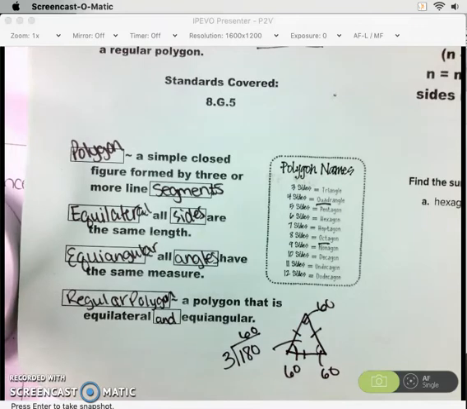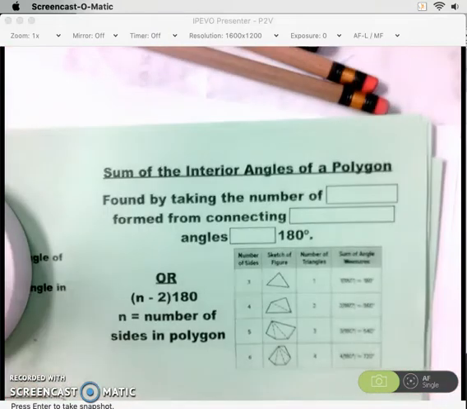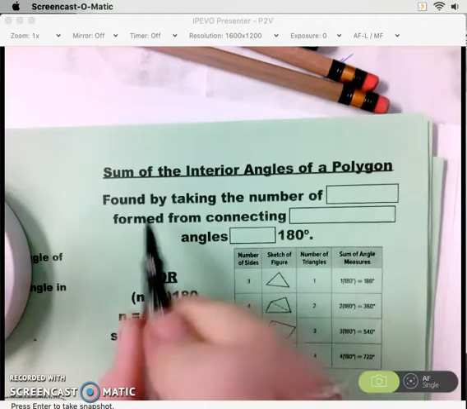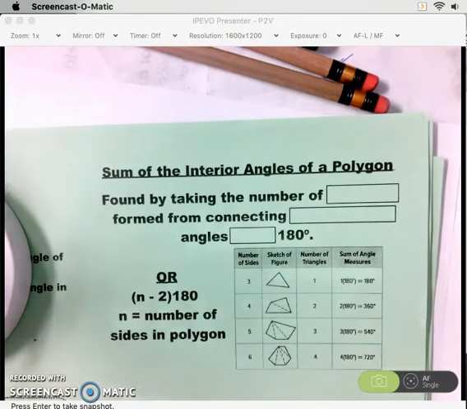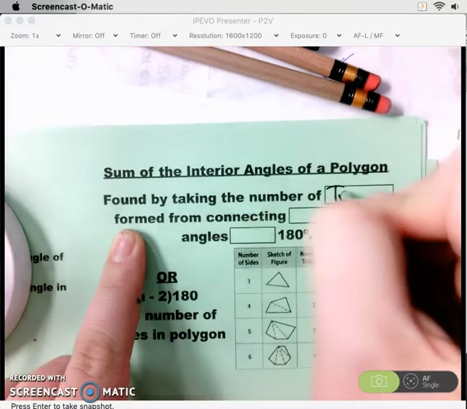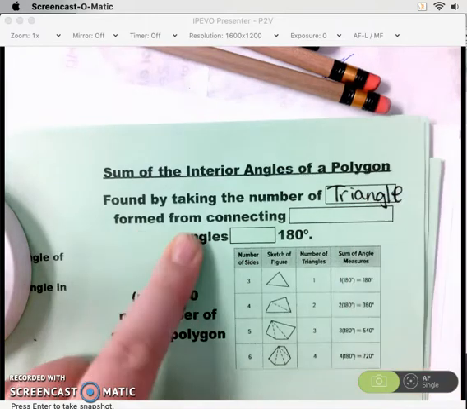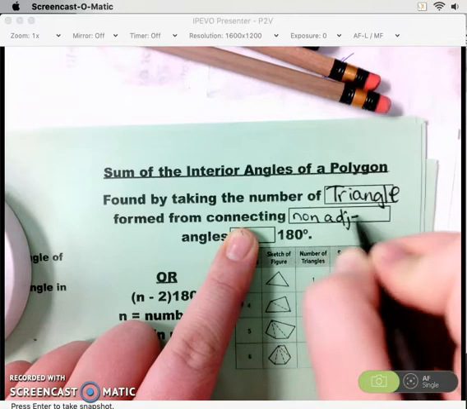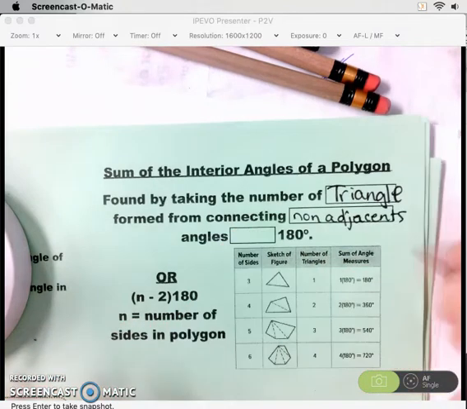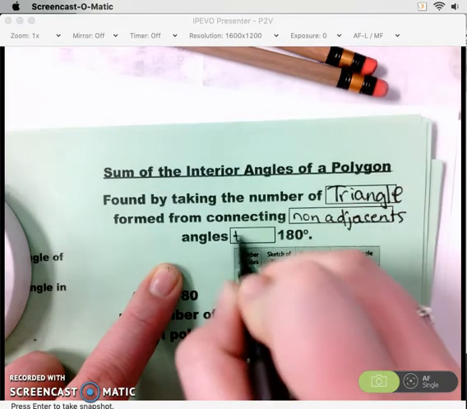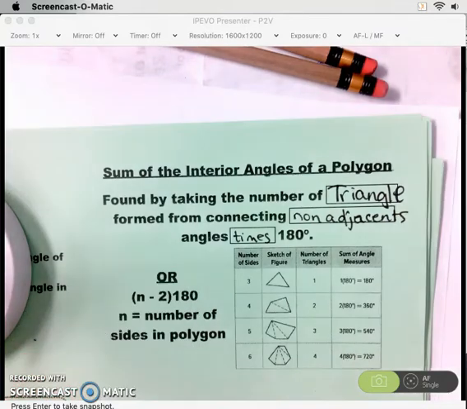Okay, so the next thing we're going to do is find the sum of the interior angles of any polygon. The sum of the interior angles is found by taking the number of triangles formed by connecting non-adjacent vertices. And what does non-adjacent mean? Not next to. Non-adjacent angles times 180 degrees.